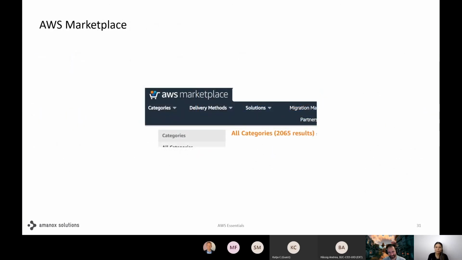Something more different. So if you want to do something on AWS, first, you might check it on the marketplace. So know that there is an AWS marketplace, and chances are that it already exists. So bear in mind, AWS marketplace, it's a great place to have a look to see if you can find what you're looking for.